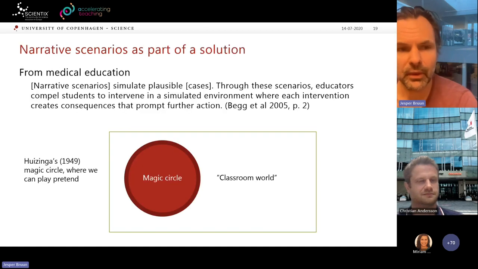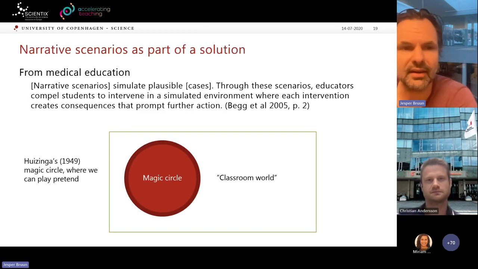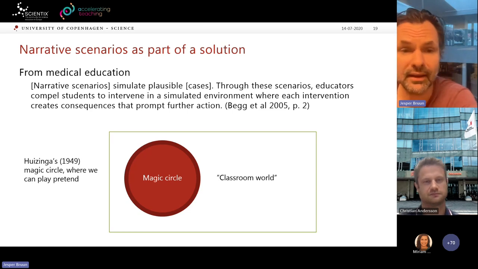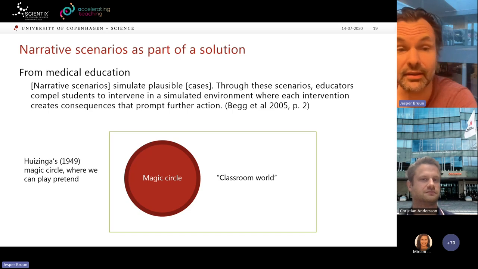So we investigated: could narrative scenarios, as I will explain a little bit, be part of the solution? Could you somehow have the students play a little bit? This is actually used in medical education. Narrative scenarios simulate plausible cases, and through these scenarios, educators compel students to intervene in a simulated environment where each intervention creates consequences that prompt further action. So there is sort of a progression in these narrative scenarios.